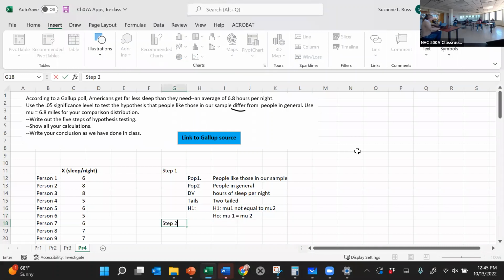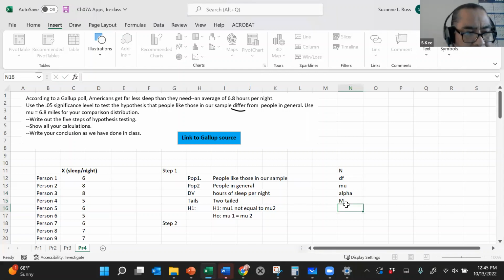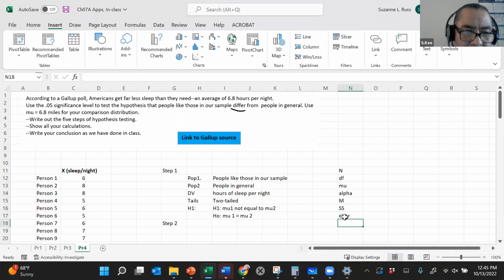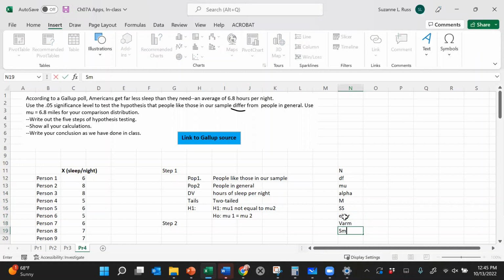Let's go ahead and pull out all the important information from our problem. We're going to need N. What else are we going to need here? DF. Keep going. Tell me what to write here. Mu. Alpha. Mean. SS. Variance. SM. SM and T. So let's start getting numbers here.